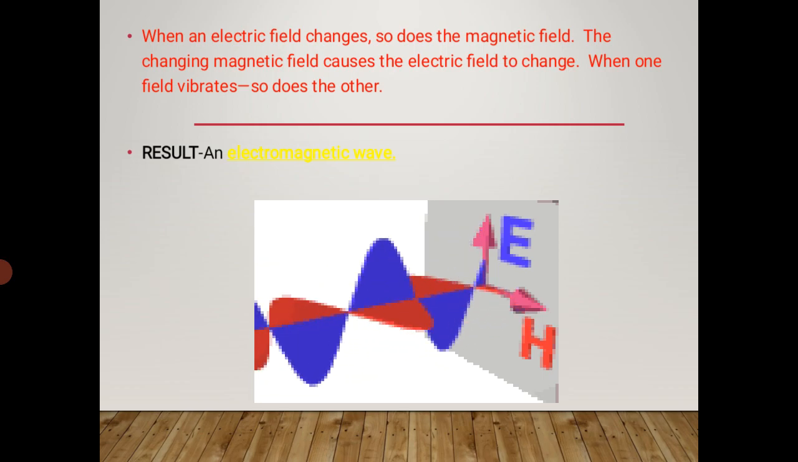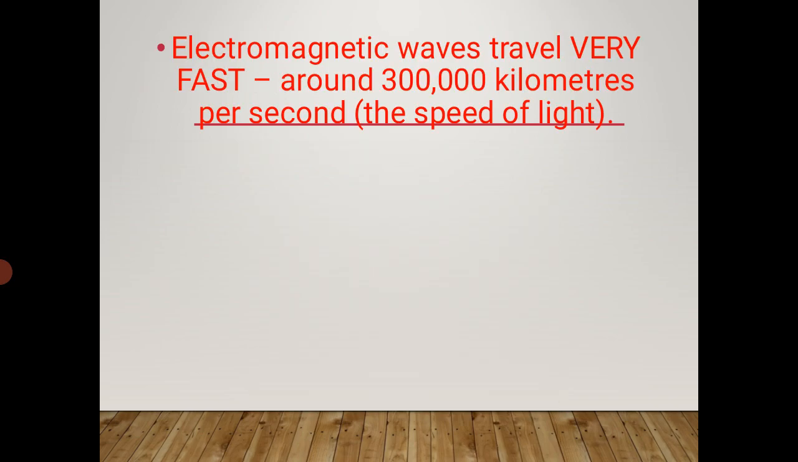Let's see properties of electromagnetic wave. They are transverse in nature. They can travel through a vacuum. They travel at the speed of light in vacuum. Electromagnetic wave follows the principle of superposition. Next, electromagnetic spectrum.